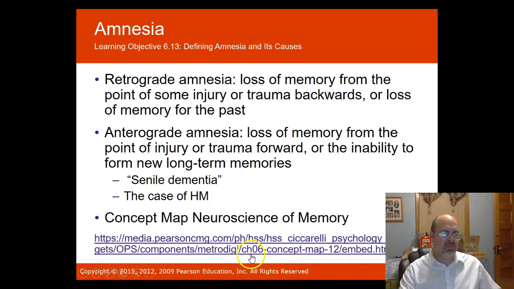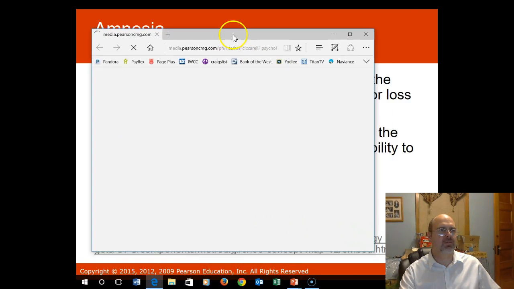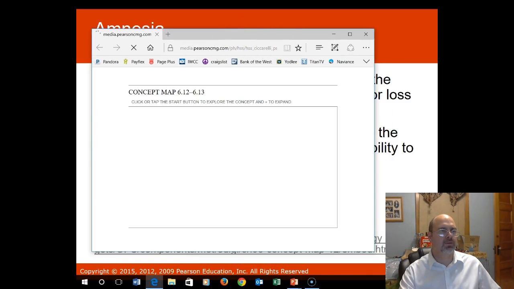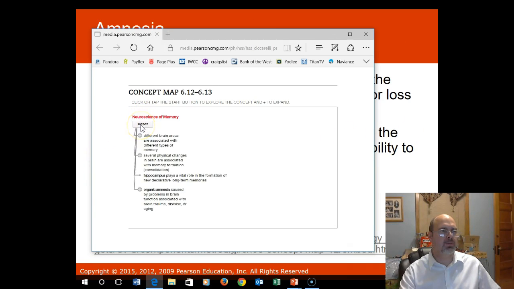And here's a little concept map on neuroscience of memory. If you click it, it looks something like this. Maybe not, because the computer is really slow. Oh, it's showing up on my other screen. Let me slide it over. See, there's a concept map. And you click it, it opens up.